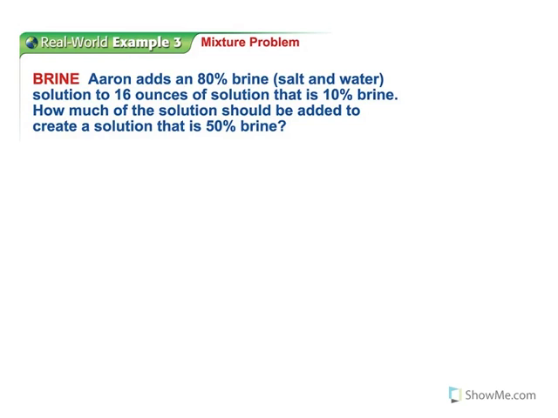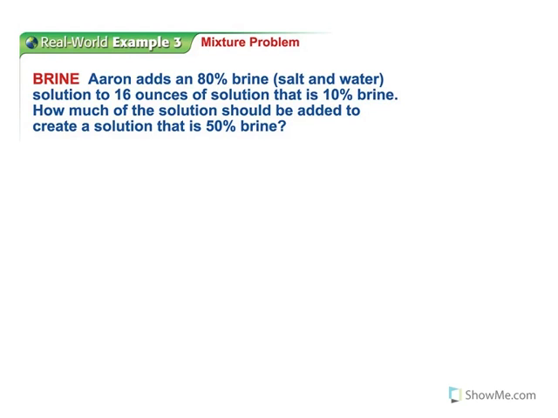All right, example number 3. We're actually going to do a mixture problem. It says Aaron adds 80% brine, salt and water, solution to 16 ounces of solution that is 10% brine. How much of the solution should be added to create a solution that is 50% brine? Oh, look, we're bringing in some chemistry. Aren't you so excited? All right, so the first thing we need to do is figure out what we're actually looking for. And what we're actually looking for is Aaron needs to know how much of a solution needs to be added to the original solution to create the new one.